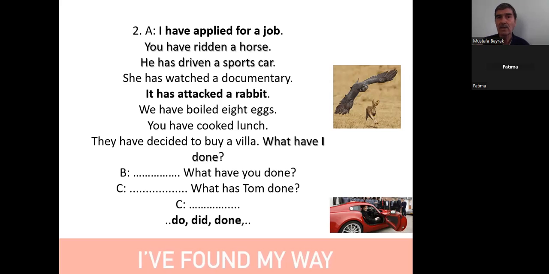Okay. What have I done? You have applied for a job. A says, for example, I have applied for a job. So B asks again the question, what have I done? You have applied for a job. What have you done? So C says, I have ridden a horse. Okay. What has Tom done? Tom has driven. This is Tom, for example. Tom has driven a sports car.